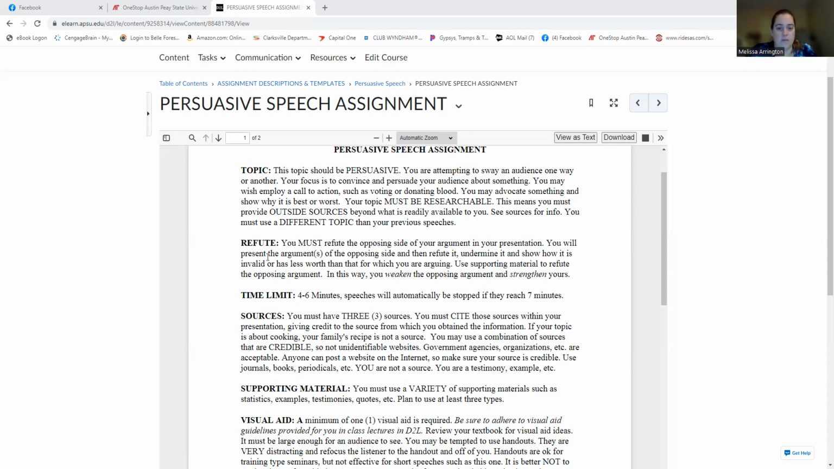You have to have a visual aid. Look at the visual aid lecture, chapter 10, and make up your mind about what you think is going to be best.